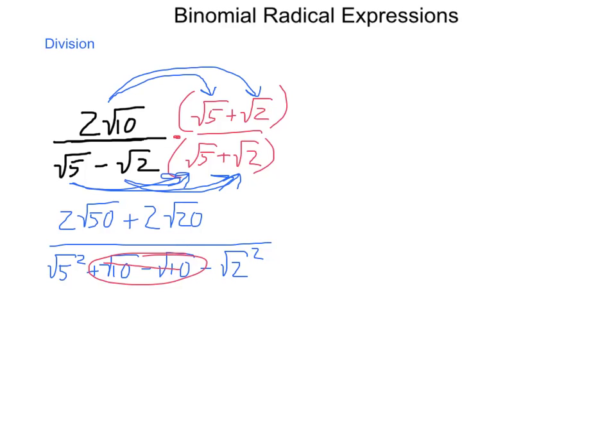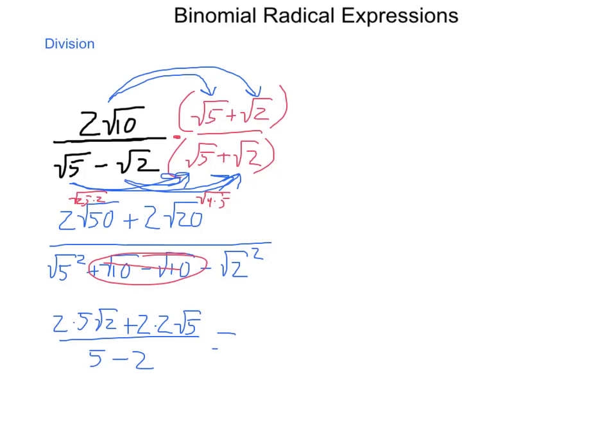Square root of 5 squared is simply 5. Square root of 2 squared is 2. So our denominator is 5 minus 2. Now, square root of 50 is the square root of 25 times 2. Square root of 25 is 5, so I end up with 2 times 5 root 2 plus square root of 20 is going to be the square root of 4 times 5. So I end up with 2 times 2 root 5.